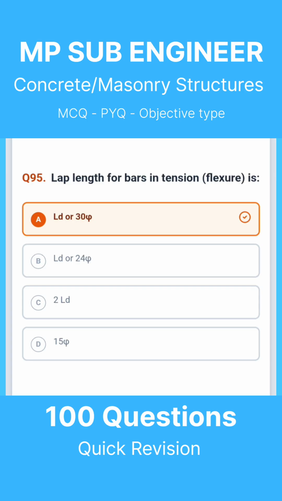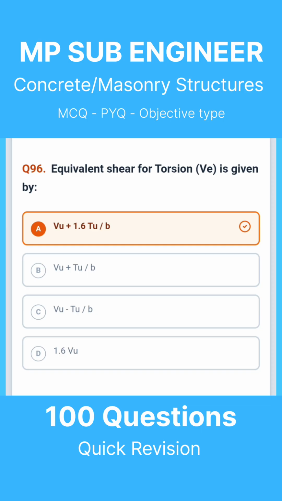Question 95. Lap length for bars in tension flexure is. The correct answer is Ld or 30 phi. Question 96. Equivalent shear for torsion Ve is given by. The correct answer is Vu plus 1.6 T divided by b.